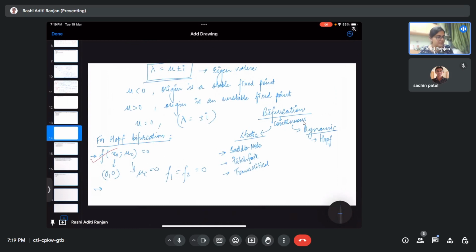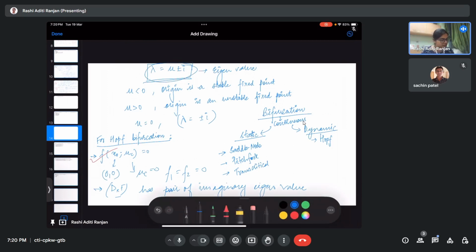Coming on to the second condition. My second condition says that my Jacobian, which is the derivative of f with respect to x, should have a pair of imaginary eigenvalues. And depending upon the number of real part, imaginary part, and zero non-zero part, there was a term, I don't remember the word as of now. Anyways, so this Jacobian has a pair of imaginary eigenvalues. Yes, I have a pair of imaginary eigenvalues. So my second condition is also satisfied.